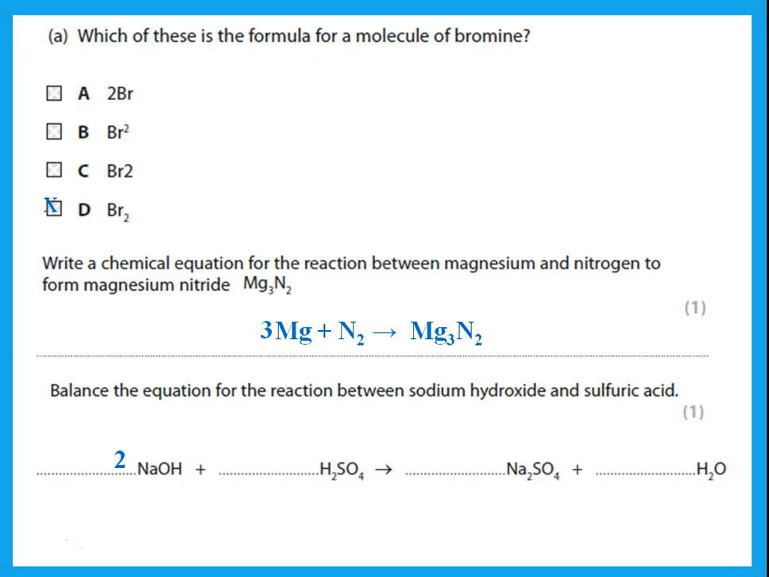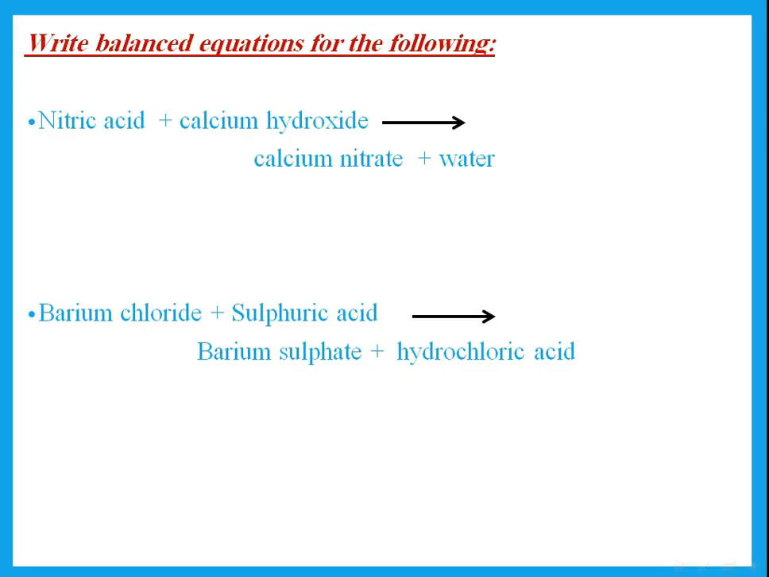So let's count the hydrogens. Before the arrow, I have a total of 2 and 2, so I have a total of 4 hydrogens. After the arrow, I have only 2 hydrogens in the water, so I need to put 2 in front of the water. Now, how many oxygens do I have now? Can I count them? Oxygens before the arrow, I have 2 and 4, so that's 6. After the arrow, I have 4 and 2, and that's 6, so now this is balanced.